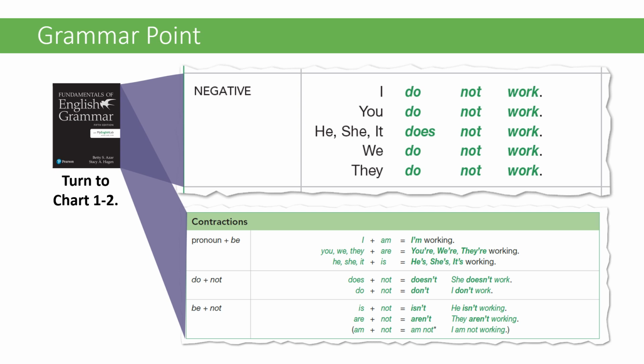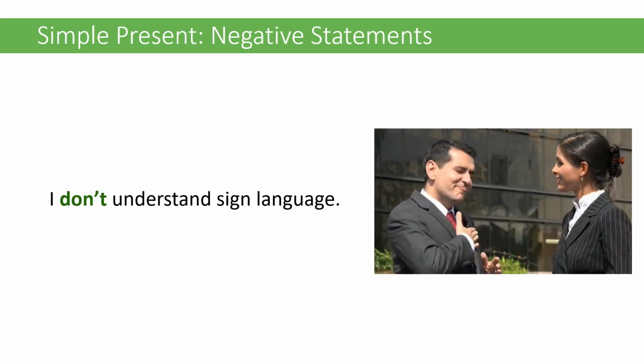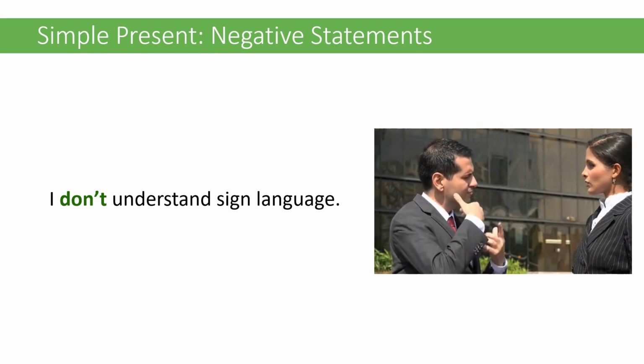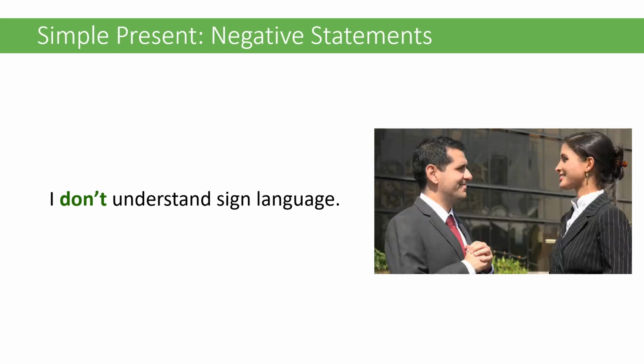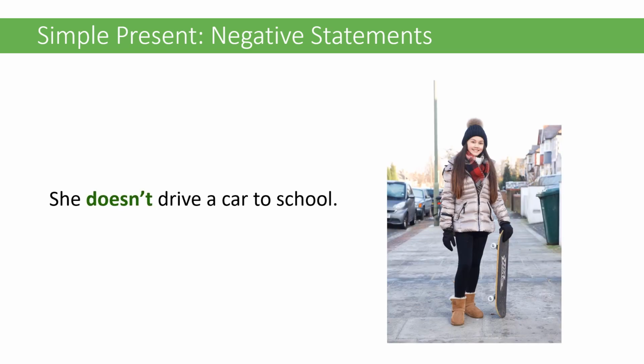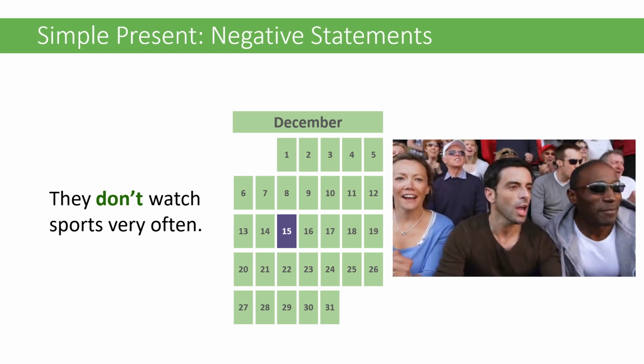Let's look at some examples of negative statements. So here we have Henry doesn't wear a suit to work. Here we have I don't understand sign language. She doesn't drive a car to school. She's on a cool skateboard. They don't watch sports very often.